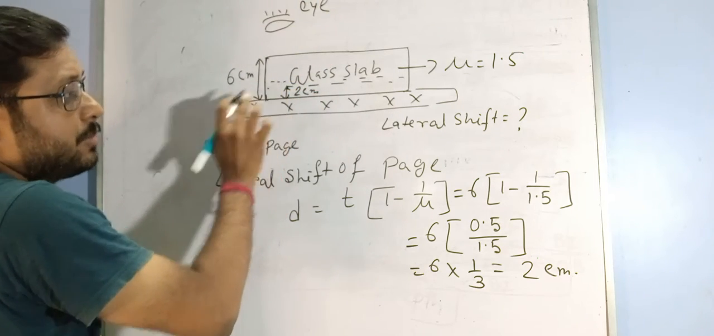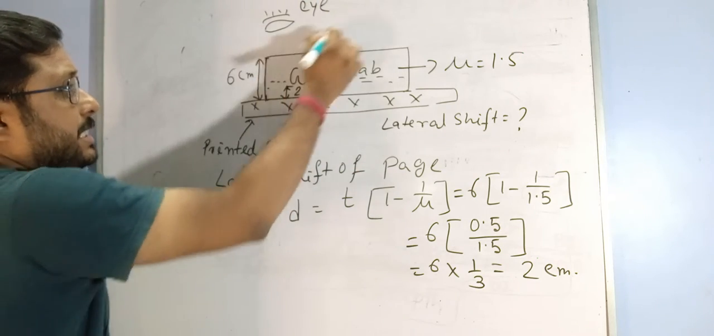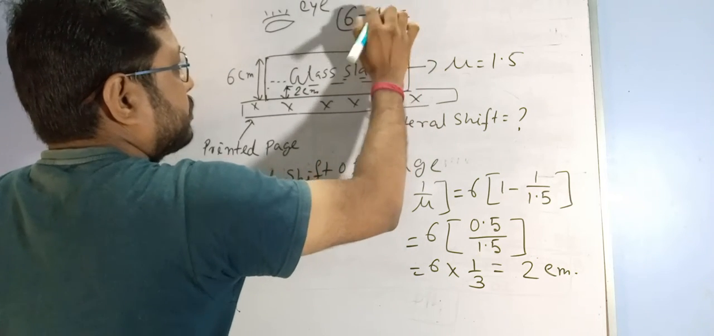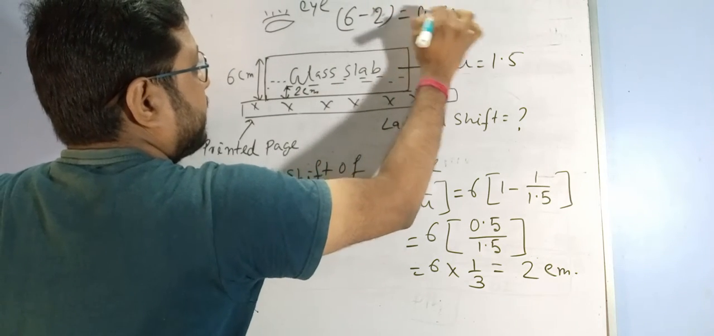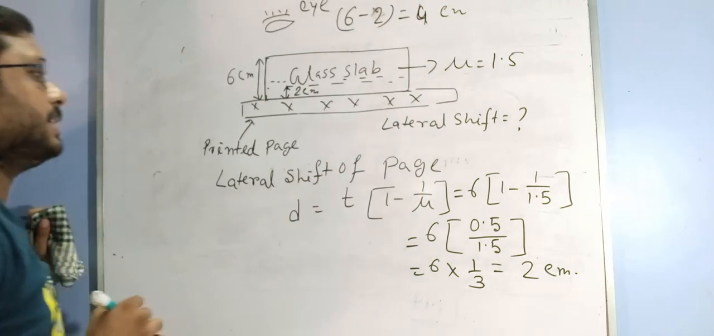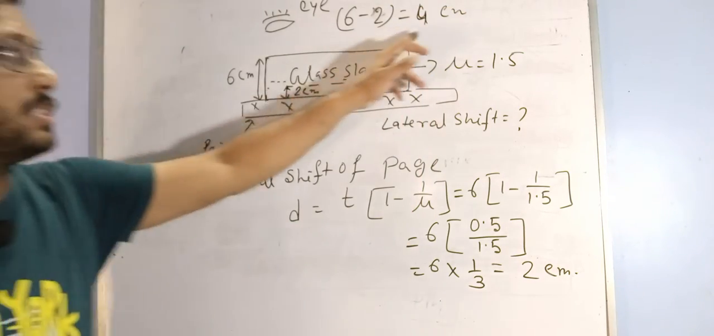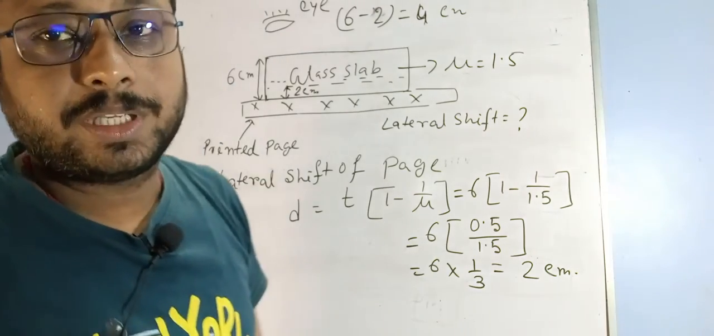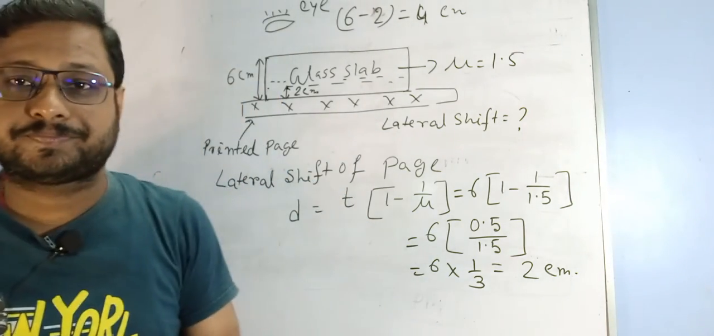Then what is the position of the page? That is 6 minus 2 equal to 4 cm, which is the apparent depth. Therefore the real depth is 6 cm, apparent depth is 4 cm and shift is 2 cm. I hope you all understand this.